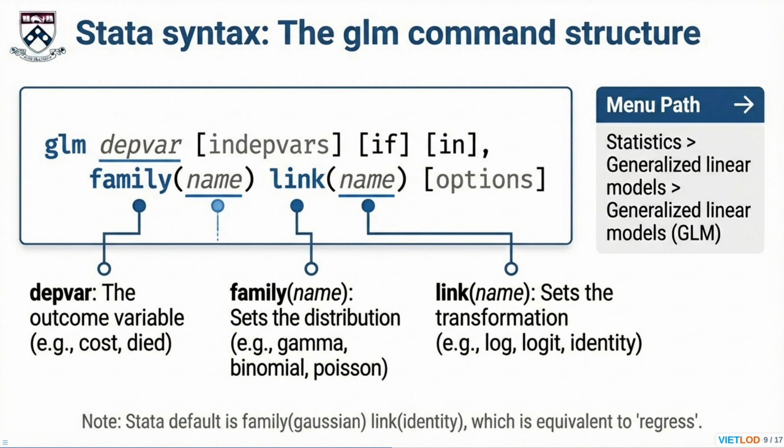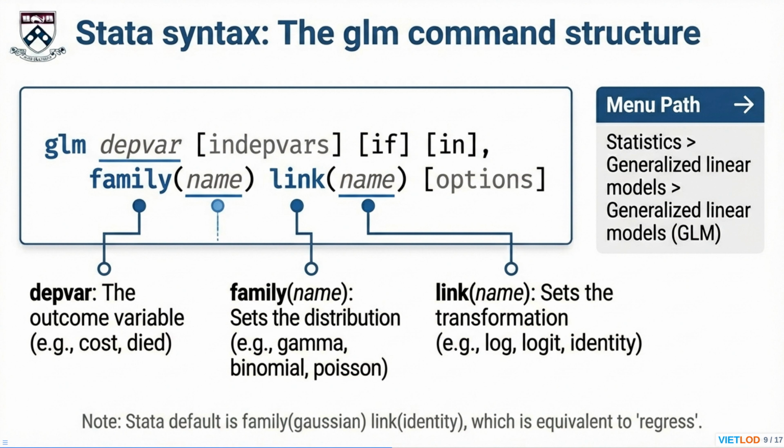To implement generalized linear models in Stata, we use the GLM command. The basic syntax starts with GLM, followed by your dependent variable, or depvar, which represents the outcome you are modeling, such as cost or died. Next, you include your independent variables, typically within brackets, along with optional if and in qualifiers for subsetting your data.